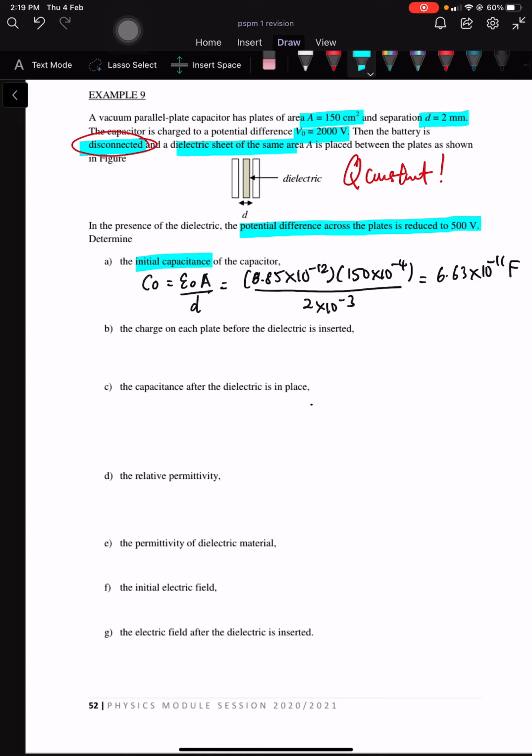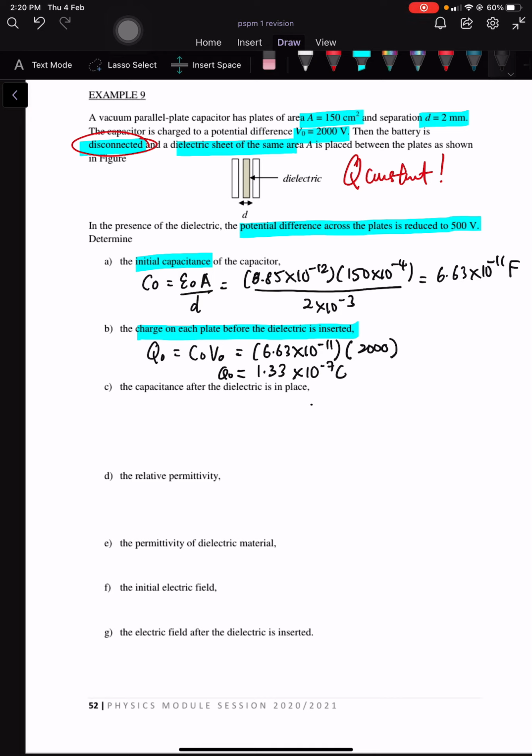Okay, next question is the charge on each plate before the dielectric is inserted. So Q naught is equal to C naught V naught. Okay, so C is 6.63 times 10 to the power of negative 11, times 2000. Initially, V naught before inserting the dielectric is 2000. So Q naught will be 1.33 times 10 to the power of negative 7 coulomb.